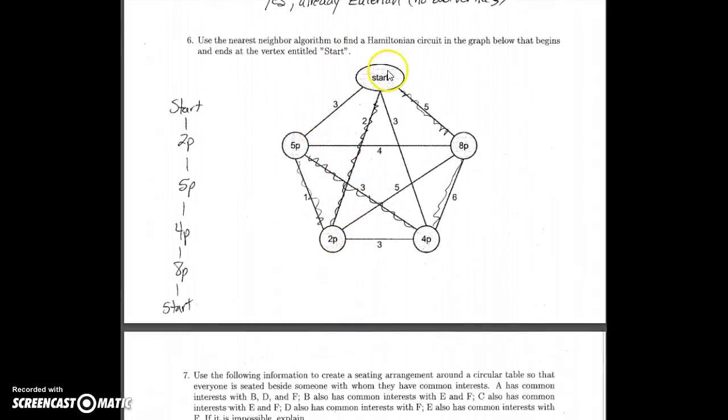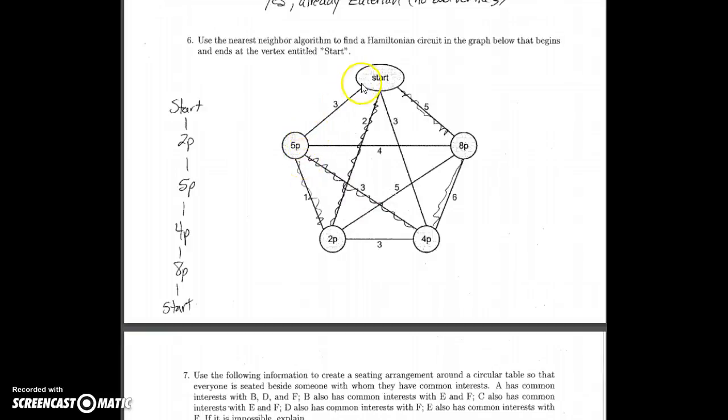Nearest neighbor. So starting at the start, I'm looking for the lowest cost edge. So I have a 3, a 2, a 3, and a 5. I want to follow the 2. Here I'm looking at the 1 versus the 3 versus the 5. So I take the 1. Here I have a 3 here and a 3 here. How do I know which one to take?